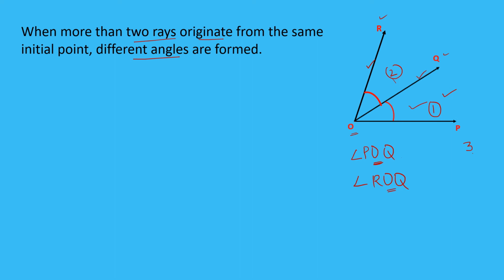Okay, so angles are formed. One angle is formed when we have two rays. But here from the same point we have three rays, so it is not only two angles. In total we have three angles.